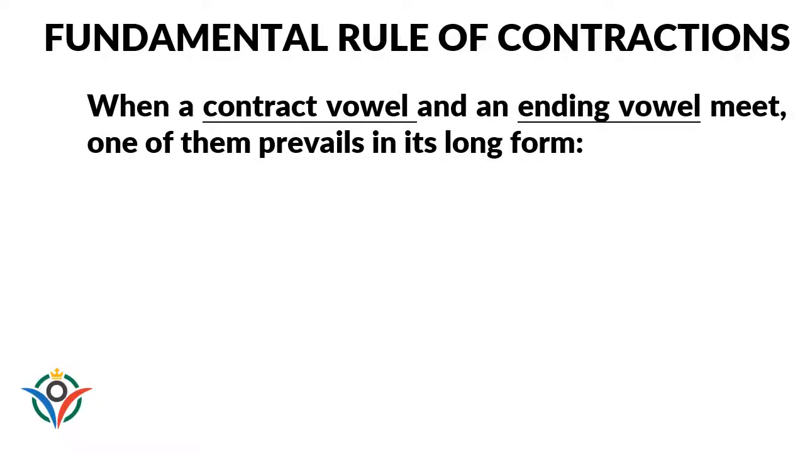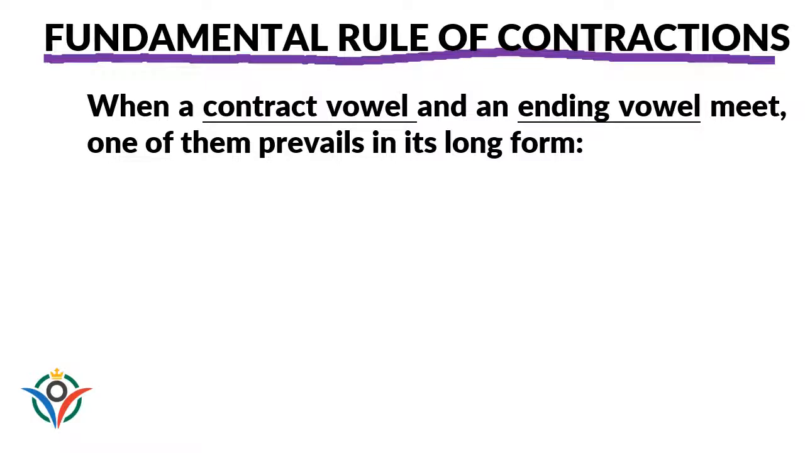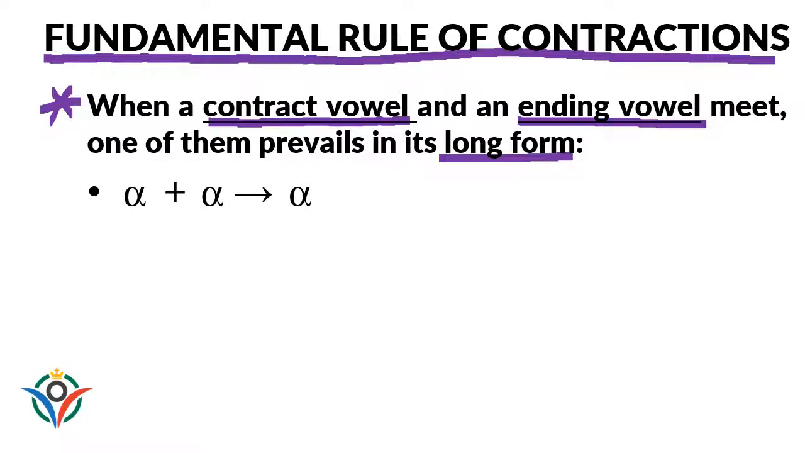So the first rule that I want to introduce you to is the fundamental rule of contractions. So the fundamental rule states that when a contract vowel and an ending vowel meet, one of them prevails in its long form. So look at the first example with me. So when the contract vowel alpha meets the ending vowel, which is also an alpha, it's going to prevail in its long form, which is alpha.